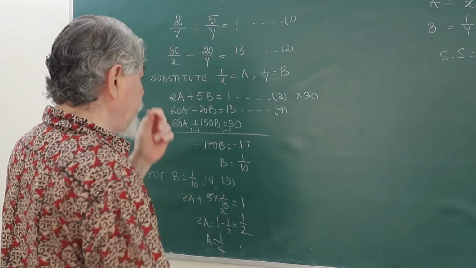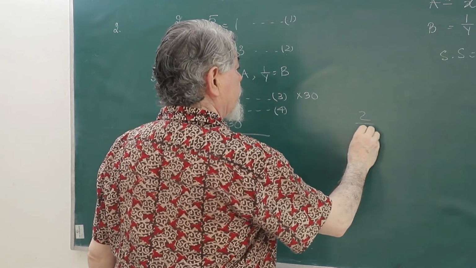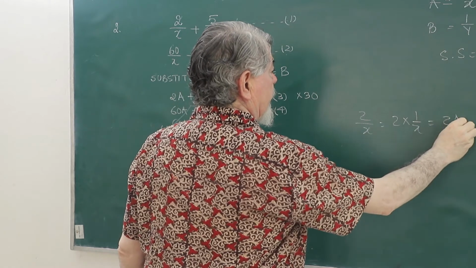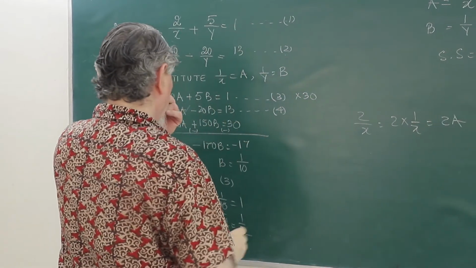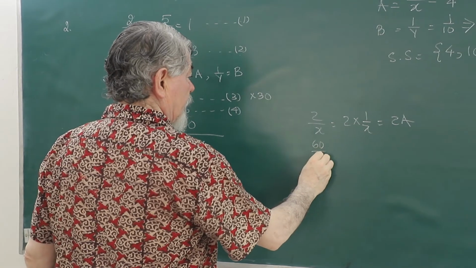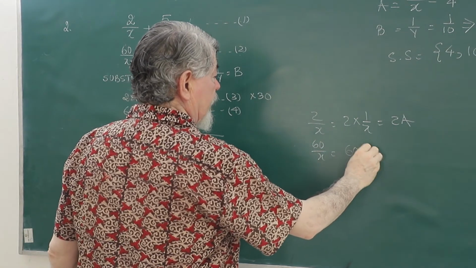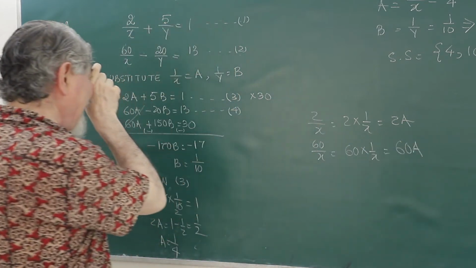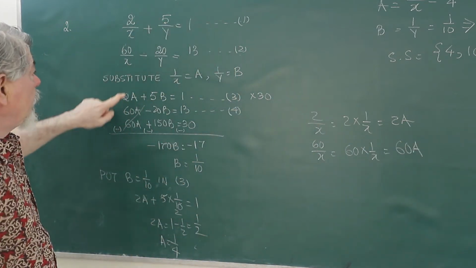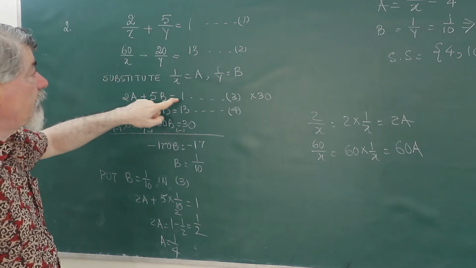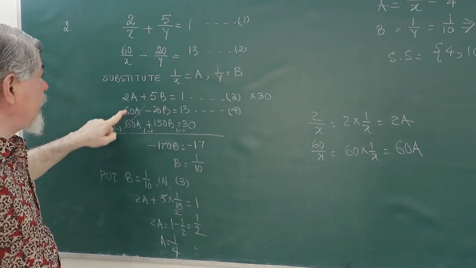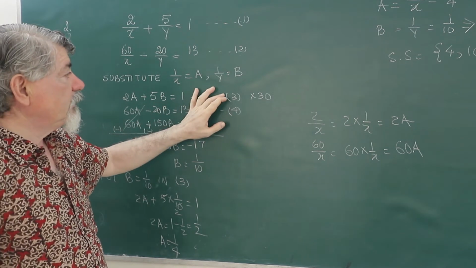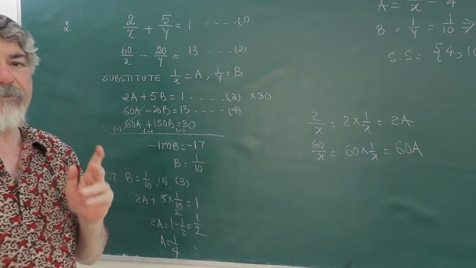I explained it to you that 2 upon x means 2 into 1 upon x. So 2a I can substitute. Or 60 upon x is 60 into 1 upon x. So I can put it as 60a. That is what we have done exactly here. 2a plus 5b is equal to 1. 60a minus 20b is equal to 13. Now these are the third and fourth equations. I name them something different.